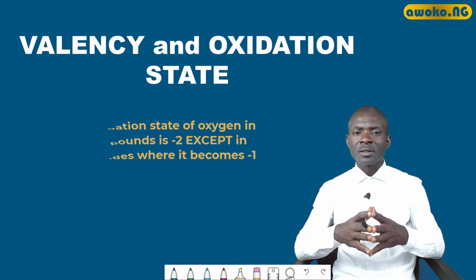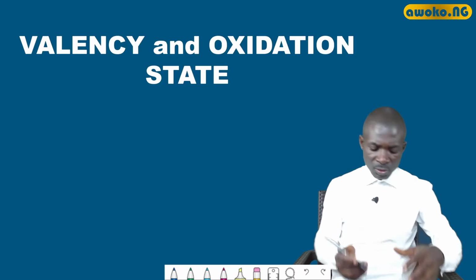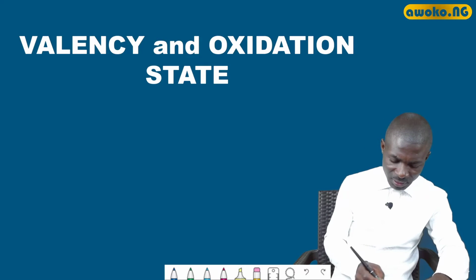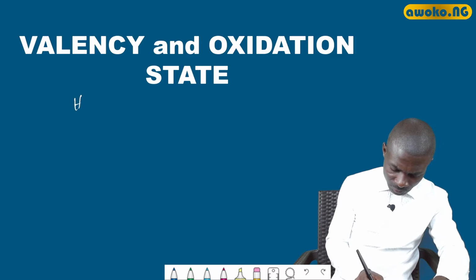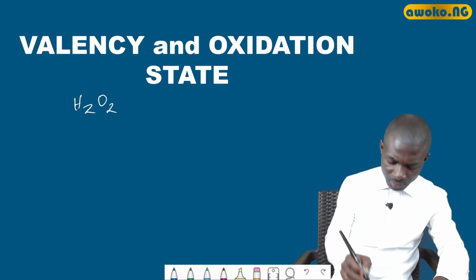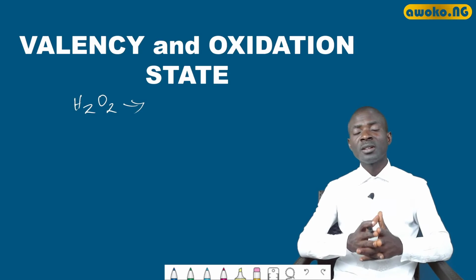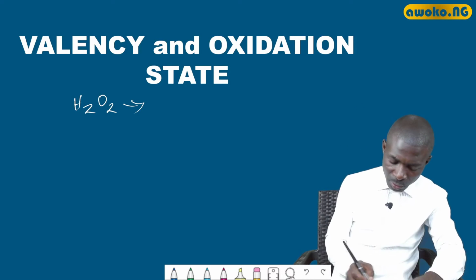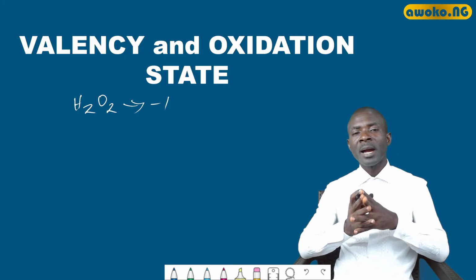When I say peroxide, I'm talking about a reaction between oxygen and an oxide. An example of a peroxide is hydrogen peroxide. So in this case, the oxidation state of oxygen is not -2. So let's see how it is. The oxidation state of oxygen here is simply -1.